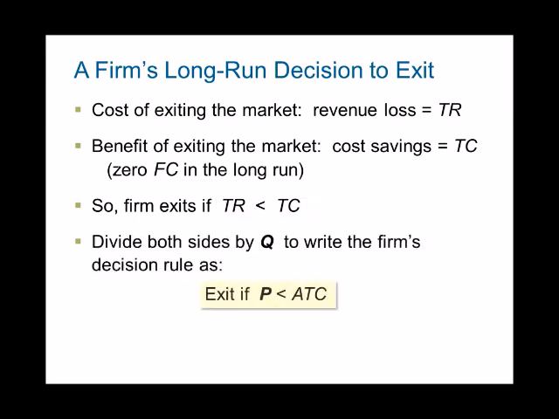Now, if we divide both sides by Q and write the firm's decision rule, of course, total cost divided by quantity is average total cost, and total revenue divided by quantity is price. So in the long run, that is in 5 years, 10 years from now, the firm should exit if price is less than average total cost.